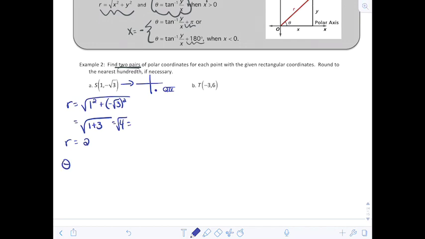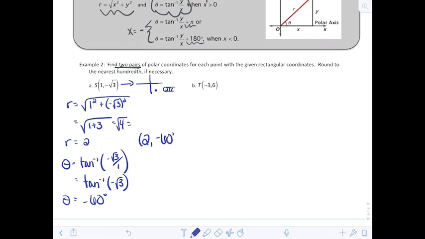Now to get theta, that's going to be the tan inverse of y over x, which is negative root 3 over 1. So that's the tan inverse of negative root 3. So the tangent in the fourth quadrant is negative, and that would be a negative 60 degrees. So my r, theta is 2, negative 60.